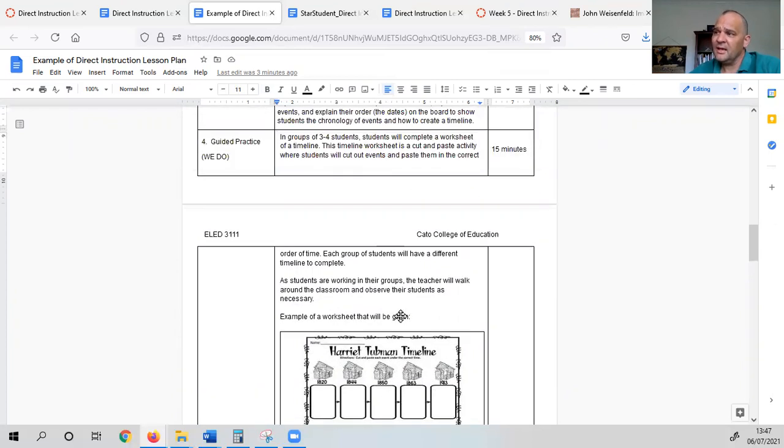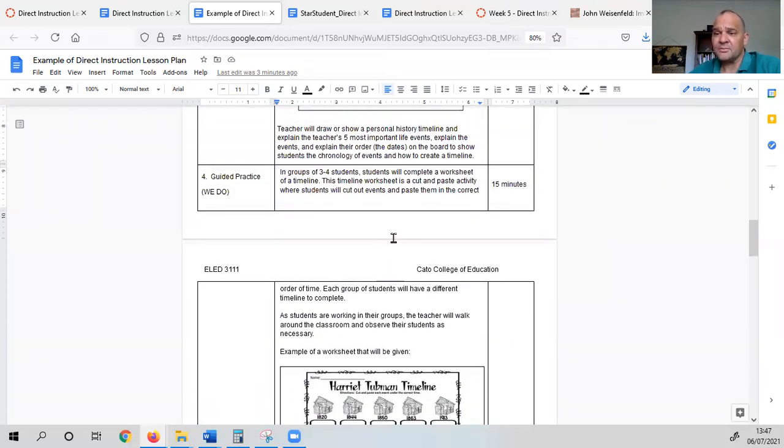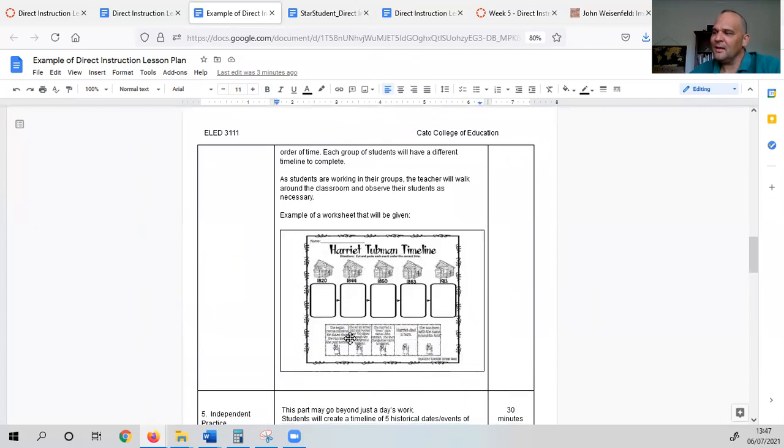And they would do this in groups of 3 to 4. It'd probably take about 10, 15 minutes again, maybe a little bit longer, depending on how well the groups work together. And they're cutting these out and then pasting them into the timeline.